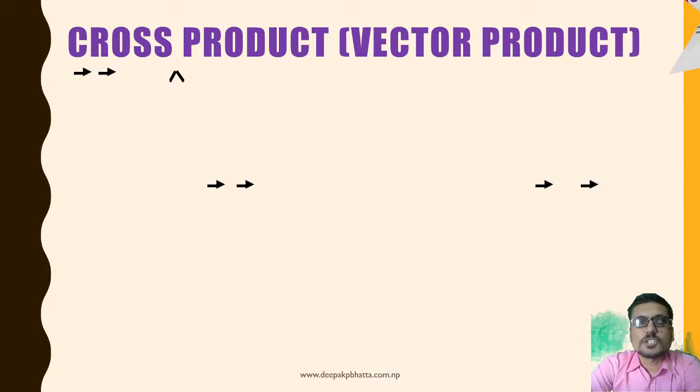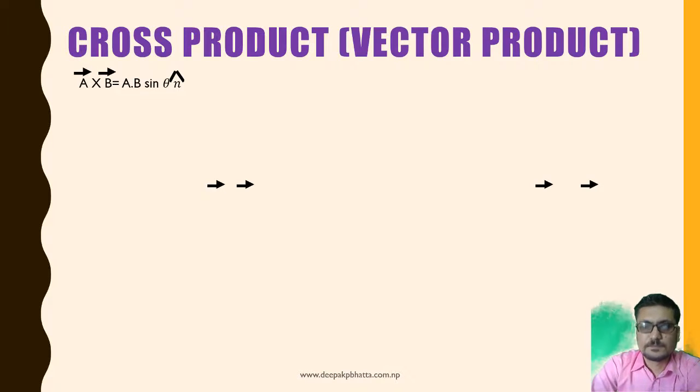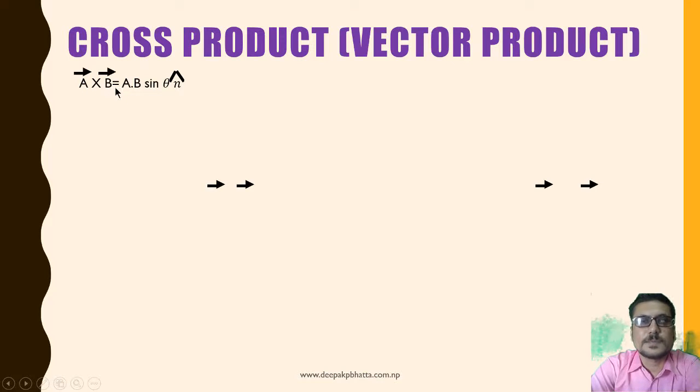Cross product, or vector product. Here is the cross product, A cross B. A cross B is equal to AB sin theta, where A and B are the magnitudes of vector A and vector B respectively. In dot product we use cos theta, and in cross product we use sin theta. And here n-cap is the direction of the A cross B vector.